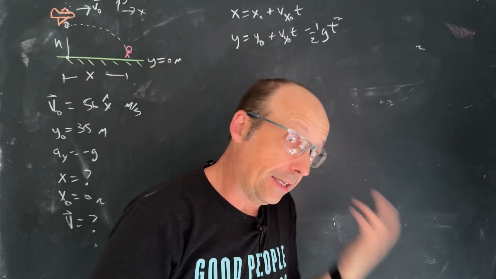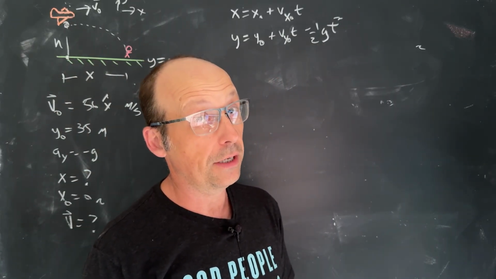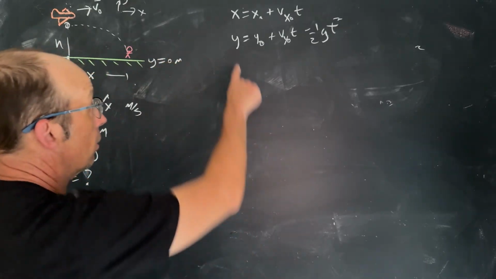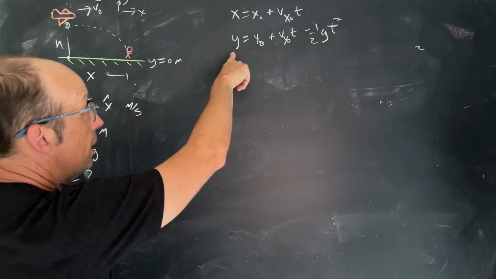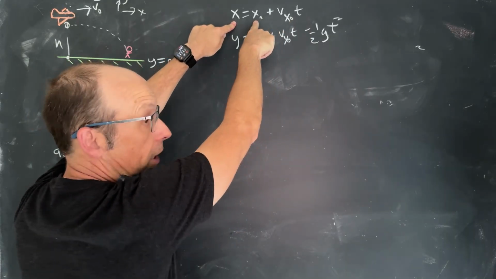And so if I can take one of those equations and solve for the time, then I can use that time in the other equation. Now over here, let's look at this equation, because if I can find x, I know the initial x is 0.